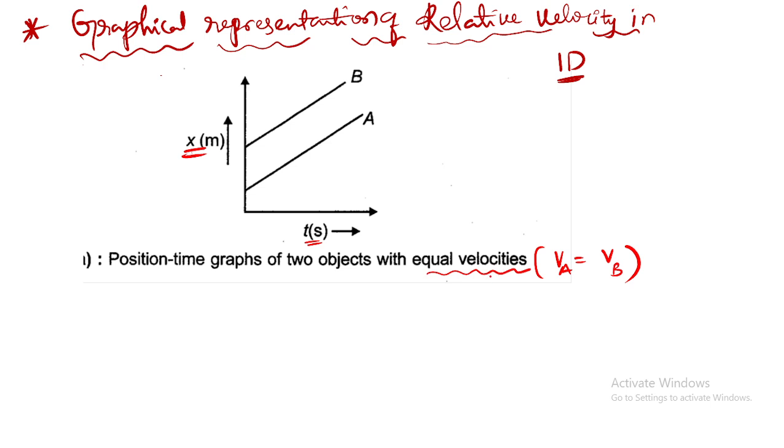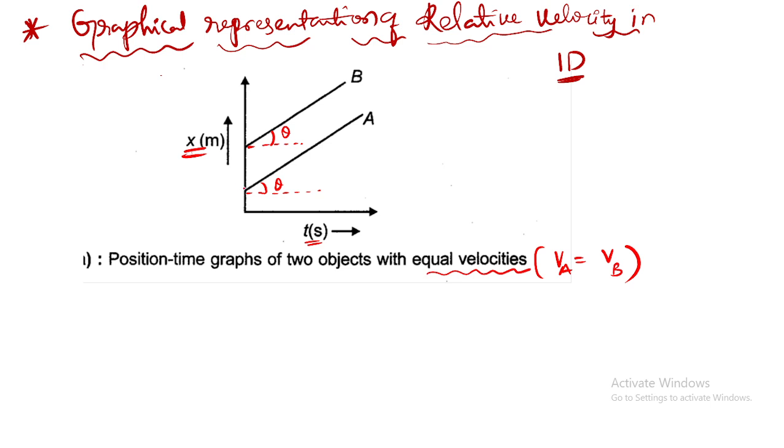One thing is very clear. We will go with the analysis of the graph. If I try to see the slope of these two lines, will it be equal or different? Equal. If the slopes are equal, then the velocities are equal. Will they catch each other?